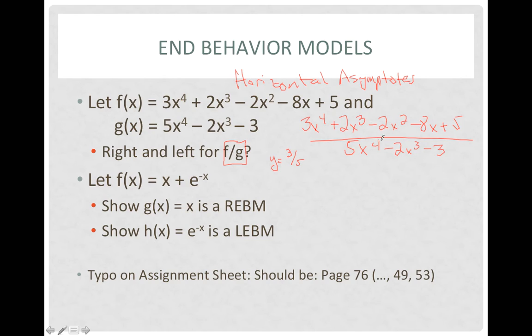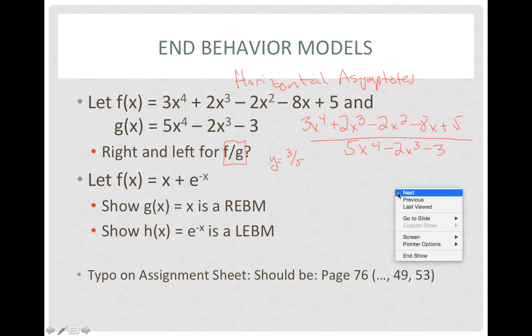If you have to remember this, that if the denominator has a bigger degree, then it's 0. And if the numerator has a bigger degree, then it's going to be the infinities, positive or negative, depending on the sign of the function. However, let's look at that definition that was on the last page for this type of function. We want to show that g of x equals x is a right end behavior model.